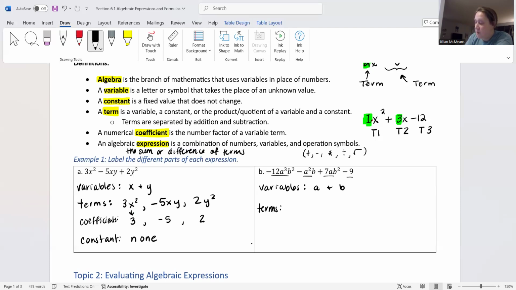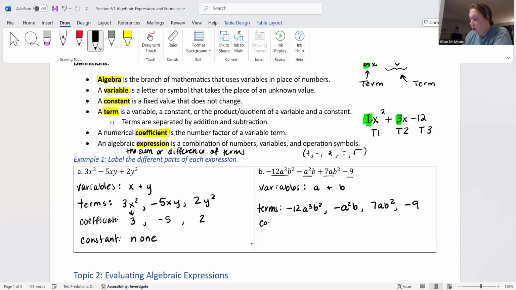So the first term has a negative in front of it, so that tells me it is a negative term. So I've got negative 12, a to the third, b to the second. My second term has a minus in front of it, which makes that term negative. So I get negative a to the second, b times b is what that means. When you put two variables side by side with nothing in between them, the assumption is they're being multiplied. Third term is going to be positive because there's a plus sign in front of it. So I get 7ab squared. And then my last term is minus 9, so just negative 9.